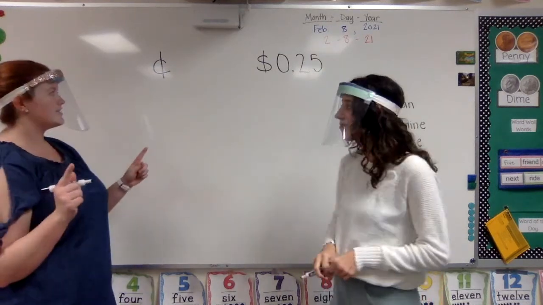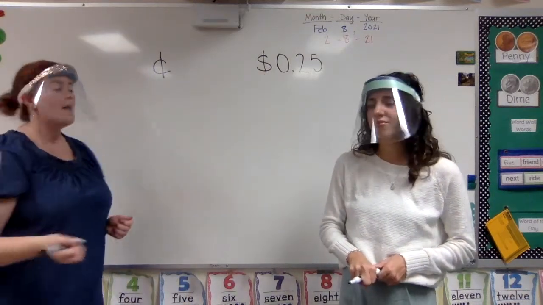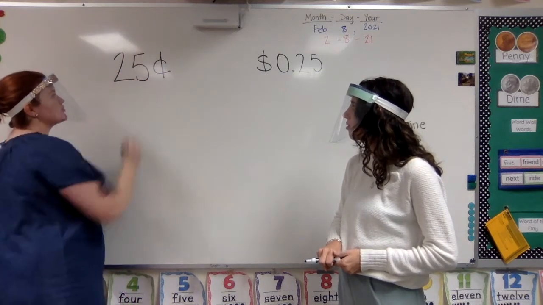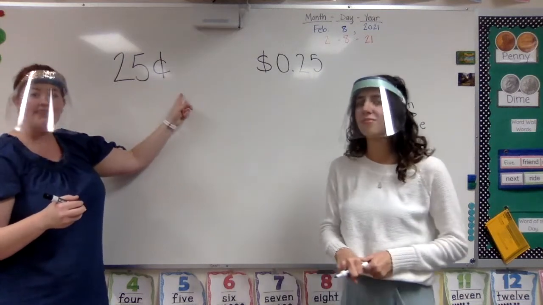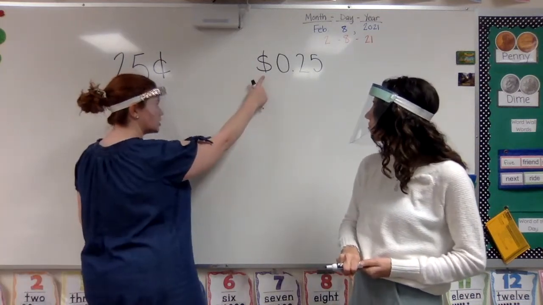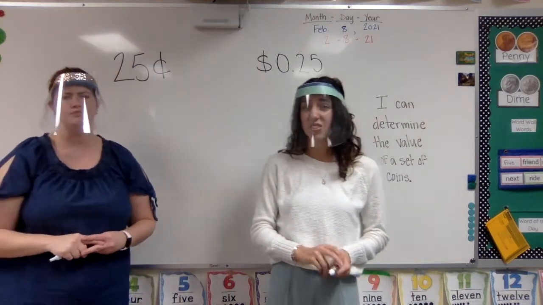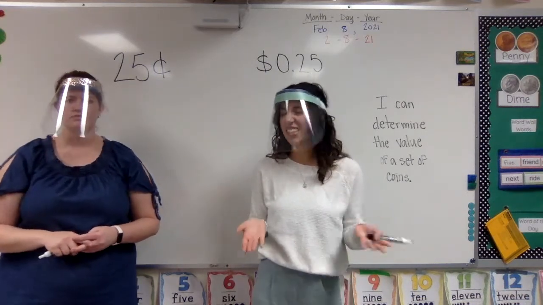Oh, you know what I noticed, Miss Lestico? When you're writing the dollar sign, it comes first. But when you're writing the cent sign, it comes last. So if I was writing 25 cents, I would put my number 25 and then the cent sign. But when you're writing it with $1, you put the dollar sign and then you write your amount. That's right. Those are two very important things to notice when you're writing the difference between cents and dollars.